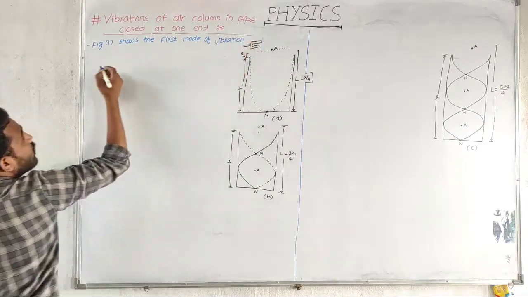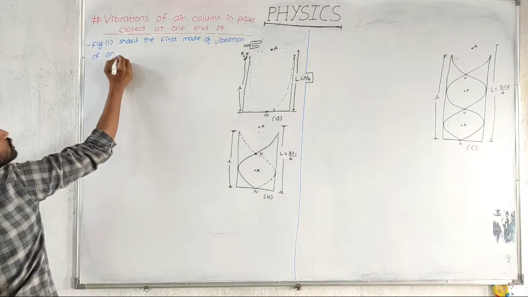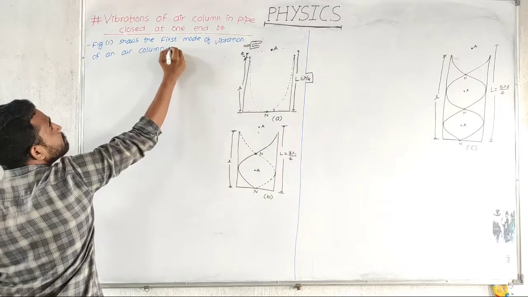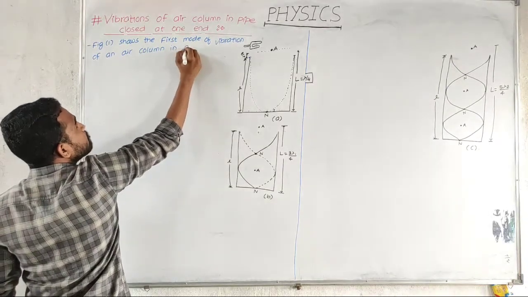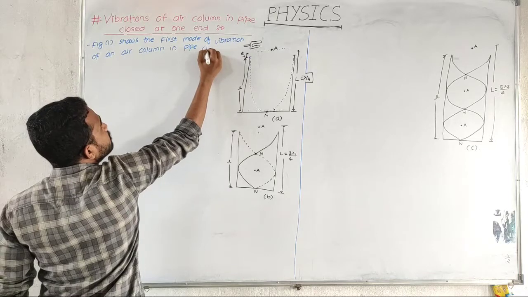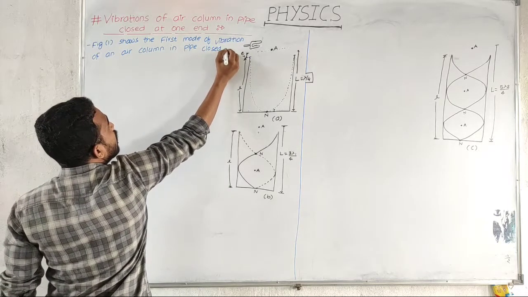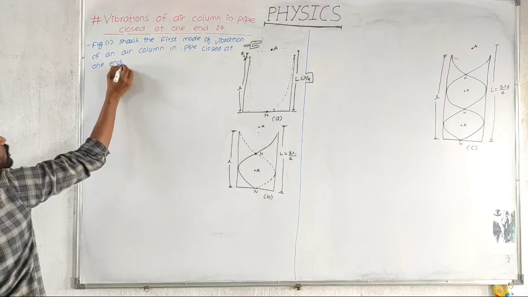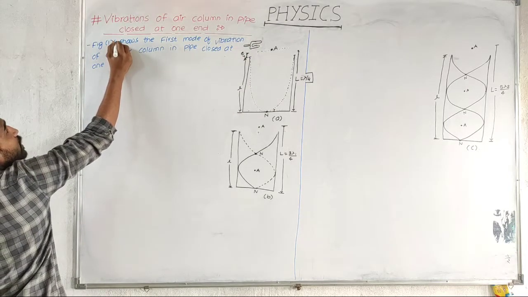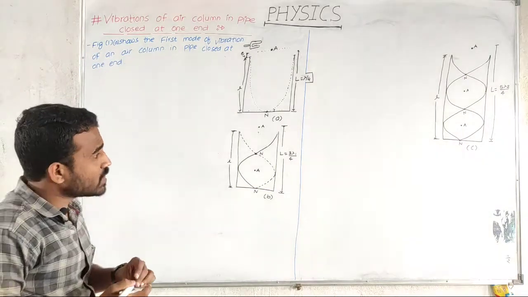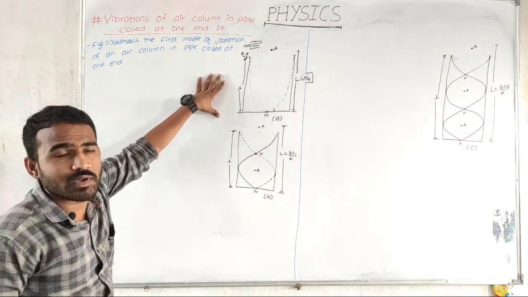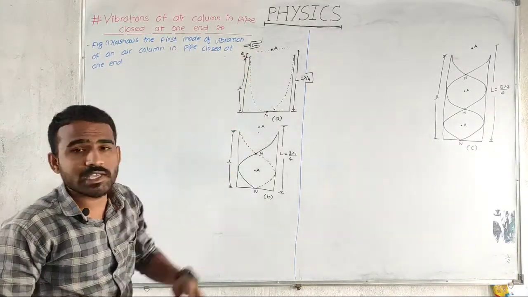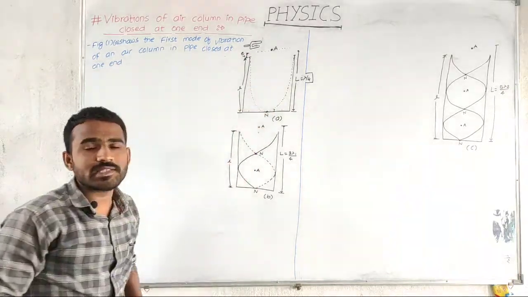Vibration of an air column in a pipe closed at one end. So this pipe is closed at one end. Figure 1A shows the first mode of vibration, in which the vibration of the air column is taking place. As the tuning fork is here, the vibrations of the particles happen in this air column.